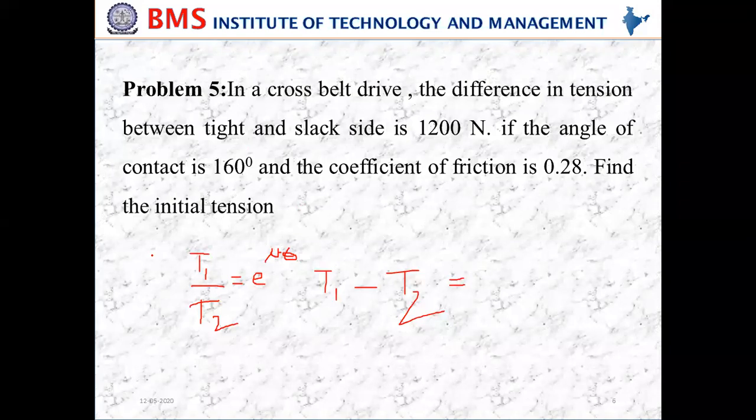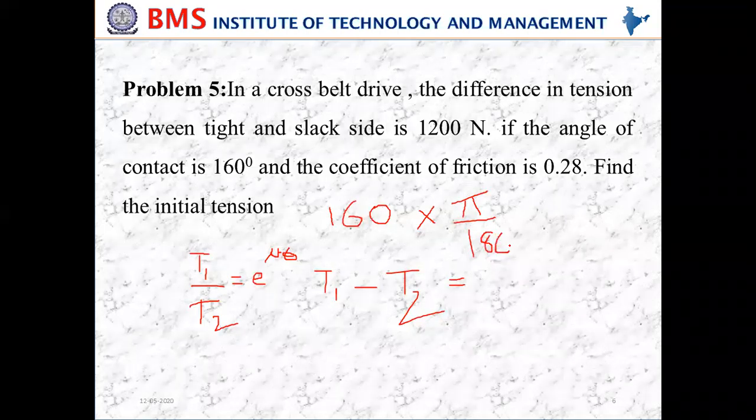Convert this 160 degrees into radians, that is by multiplying with pi by 180. 160 degrees gives 2.79 radians. It should be multiplied by pi by 180 to convert this into radians.